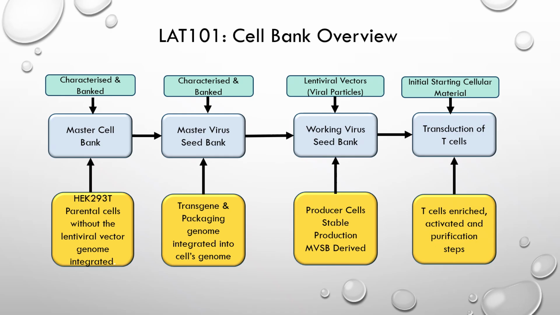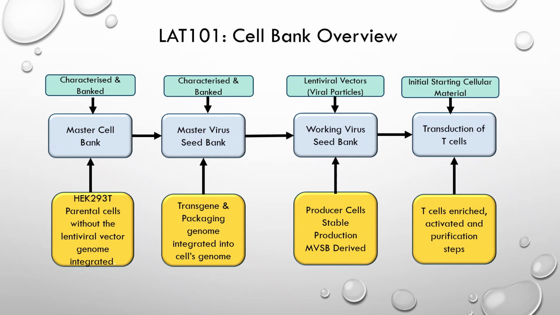Your master virus seed banks, these are cells. So they're not viruses, they're cells. And these cells, again, are characterized and banked. And they contain the transgene and the packaging integrated into the cell's genome. And these cells are then expanded and used to produce the lentiviral vectors. And this is what we refer to as the working virus seed bank. So these working virus seed banks are manufactured from the producer cells, which are the expanded master virus seed banks.